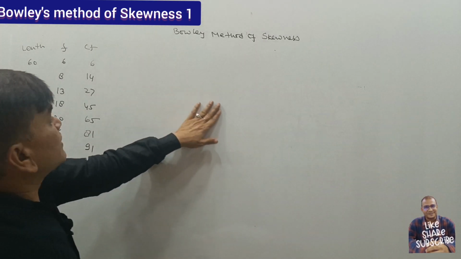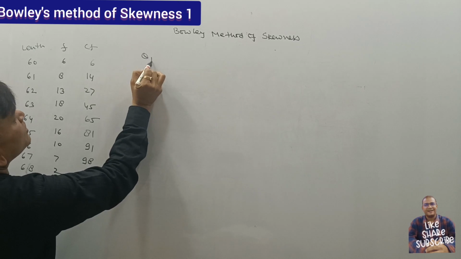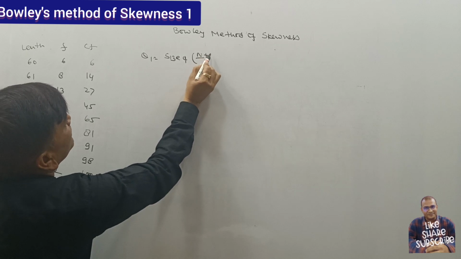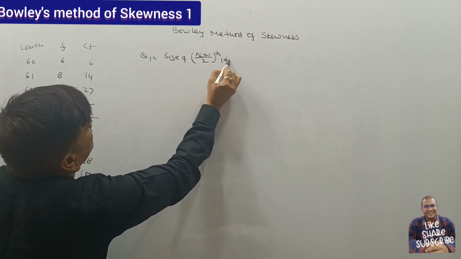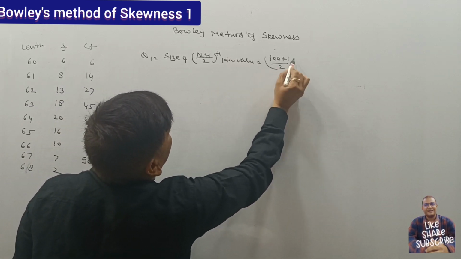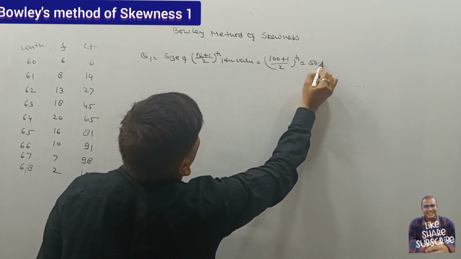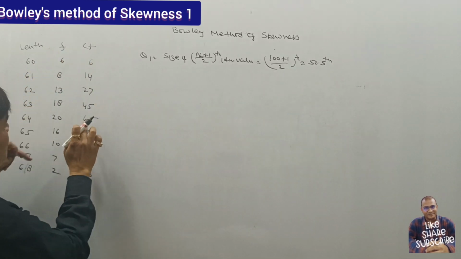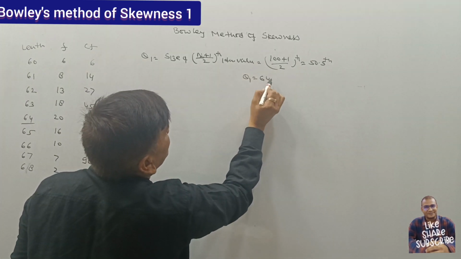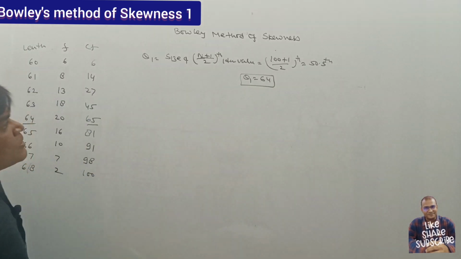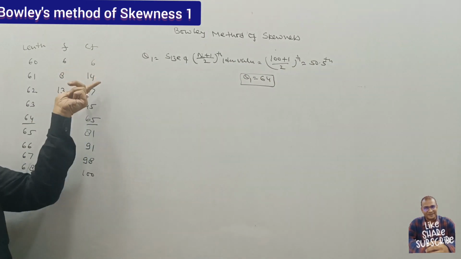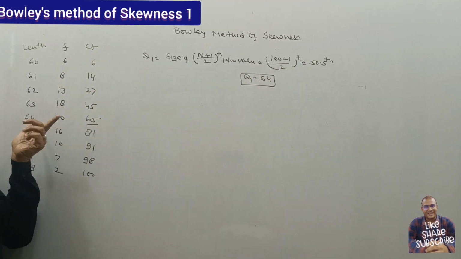So the very first, Q1 is required. Q1 is the size of (n plus 1) upon 4th item value, that is 100 plus 1 upon 4, that is 25.25th item. It's very easy to calculate. The value 25.25 is first included in the cumulative frequency 27, so the Q1 value will be 62.